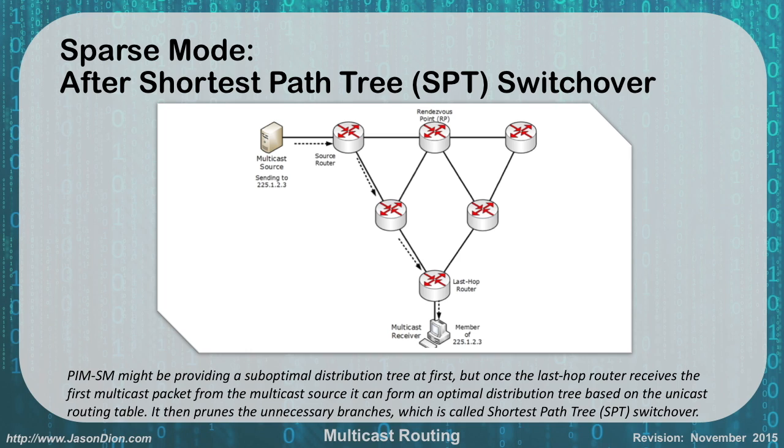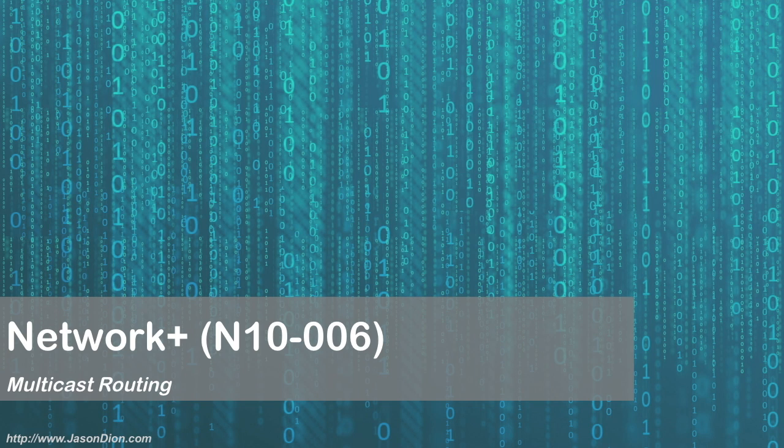So this gives us a suboptimal path at first, but once that last hop router receives the information from the first packet, it can then find the optimal distribution path and create the best route in its unicast routing table for them to be able to talk. This eliminates all the pruning that happened before and allows us to go straight to a shortest path. And that is the basics of our multicast routing.